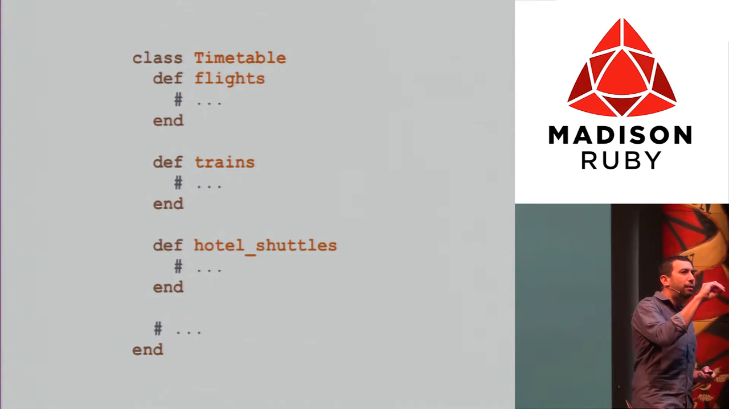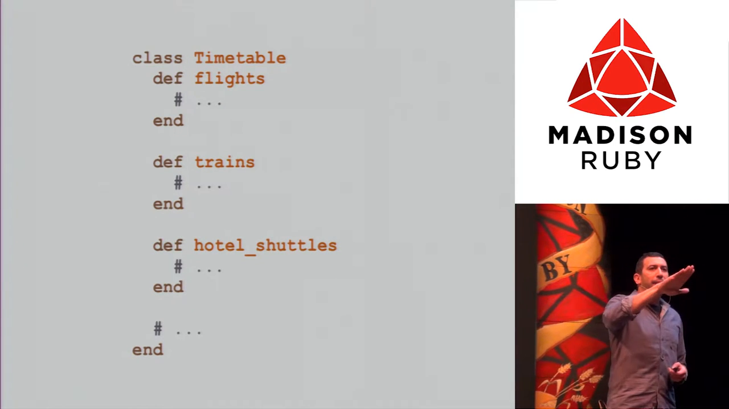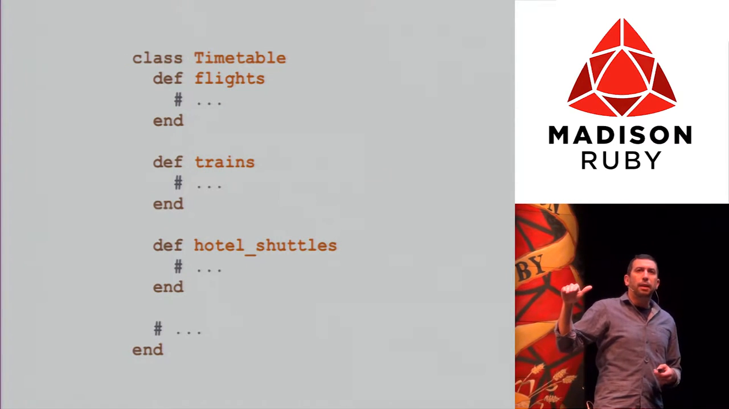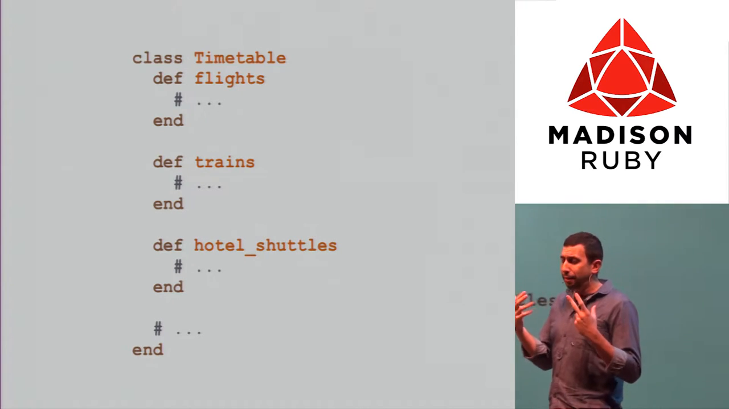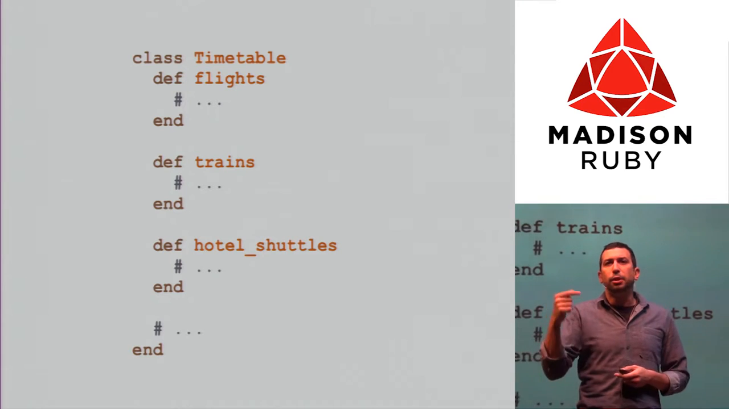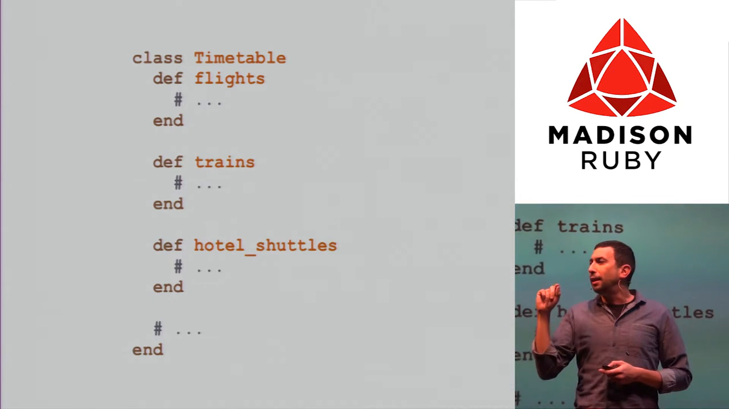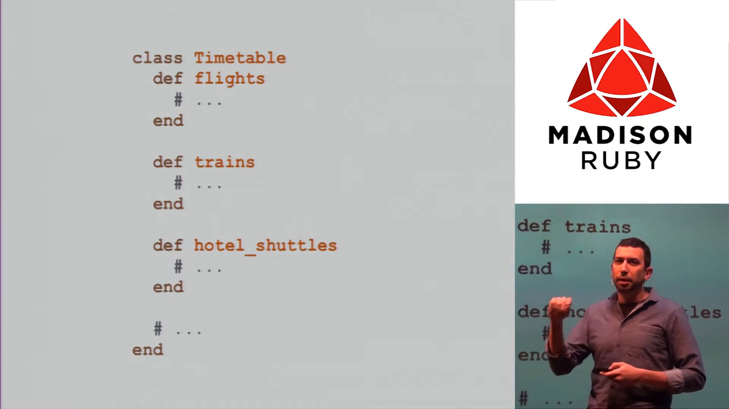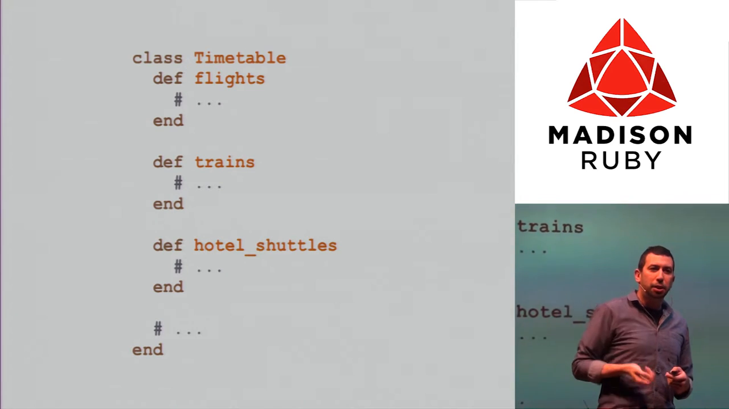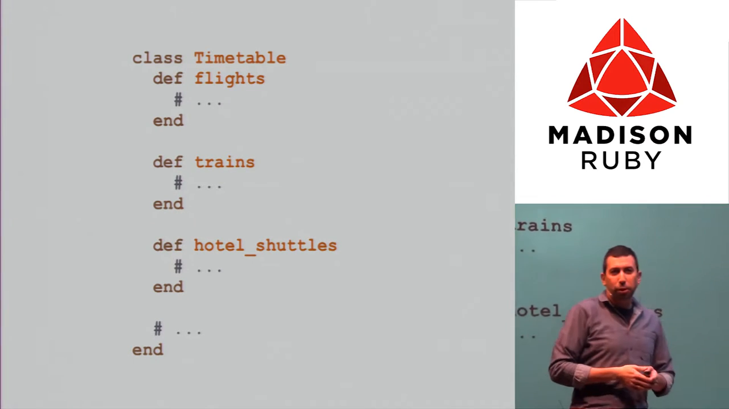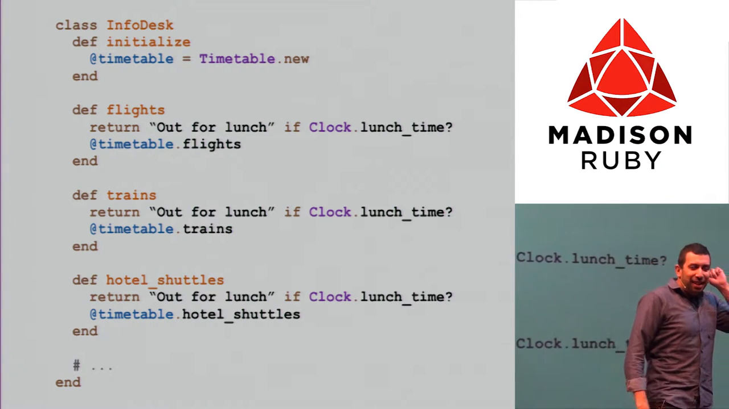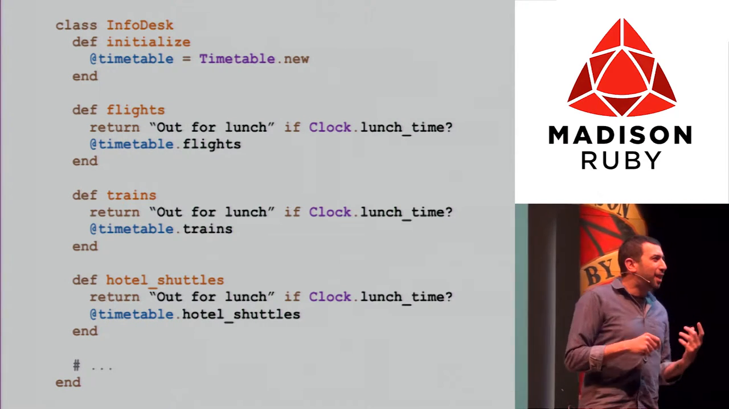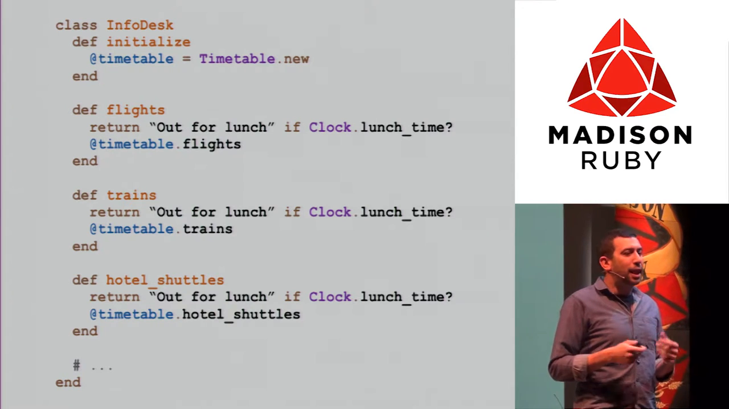And I want to add a feature that impacts all these methods in the same way. For example, a silly feature where you can only call these methods during normal office hours. And if you call the methods during lunchtime, you will get an out for lunch string. Okay? Useful. And one of the ways that you can do this is by wrapping this object inside another object. I called it an info desk.